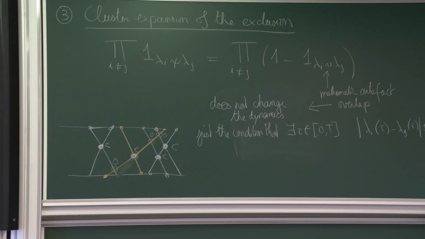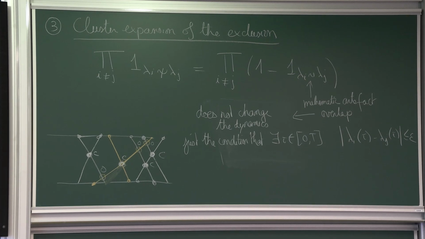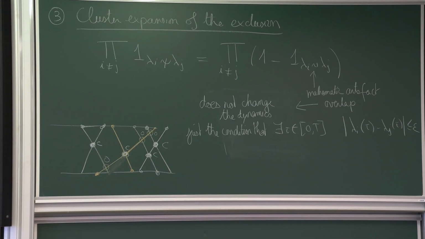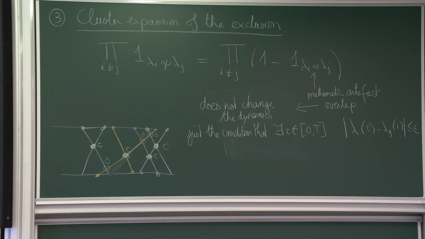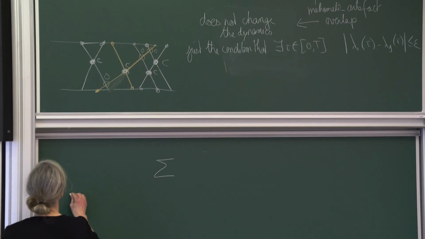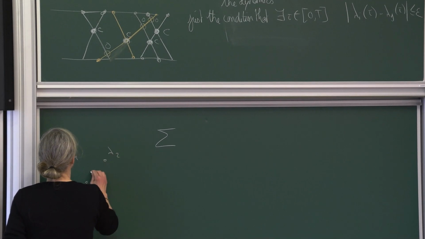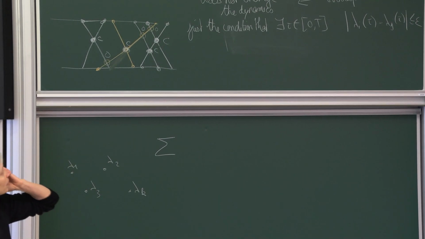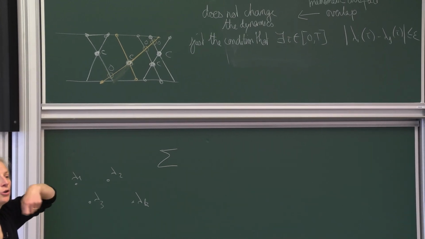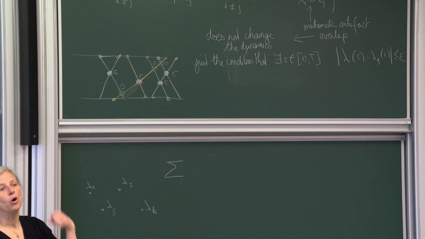Okay, so now at this point we are exactly in the same situation as for the static exclusion, and I would like to expand this. And you see that there is one way to expand this: you just use the binomial formula or something like this. So now you have all these k clusters, lambda 1, lambda 2, lambda 3, and lambda k. Now you just expand this product here, and so you will get a sum over all possible graphs.